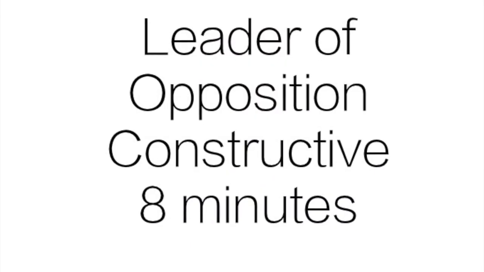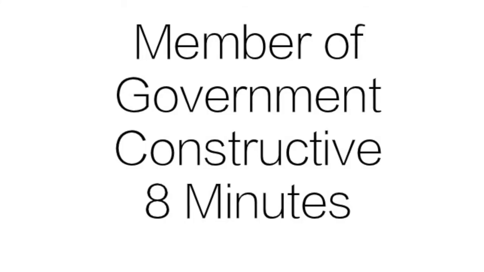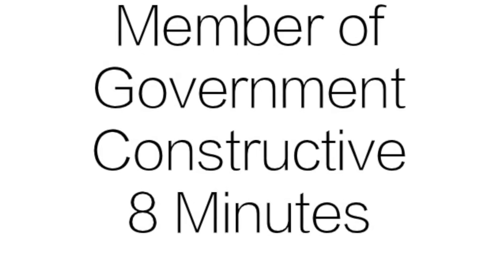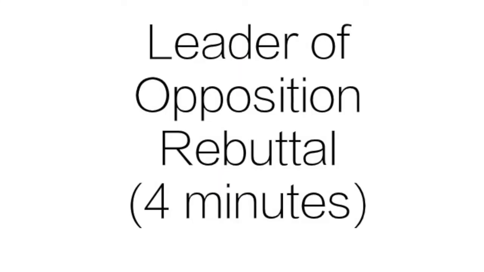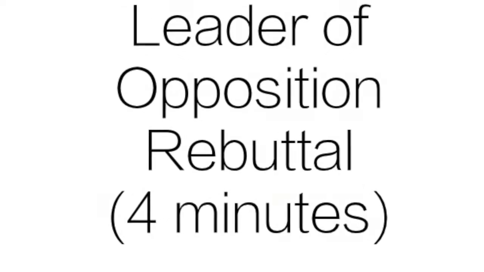There are 6 speeches total. We're going to go through the names of each of these. The first speech is called the Prime Minister constructive. The second speech is on the opposition side. It's called the Leader of Opposition constructive. The third is called the Member of Government constructive. The fourth is the Member of Opposition constructive. The fifth speech is the Leader of Opposition rebuttal, and the Prime Minister rebuttal is the last speech.